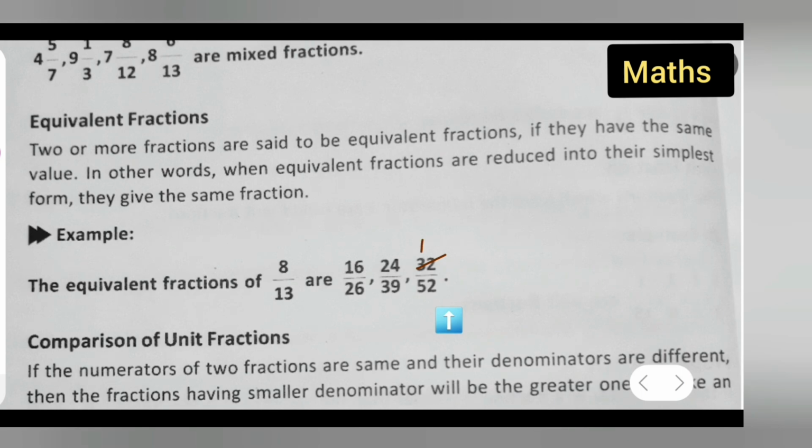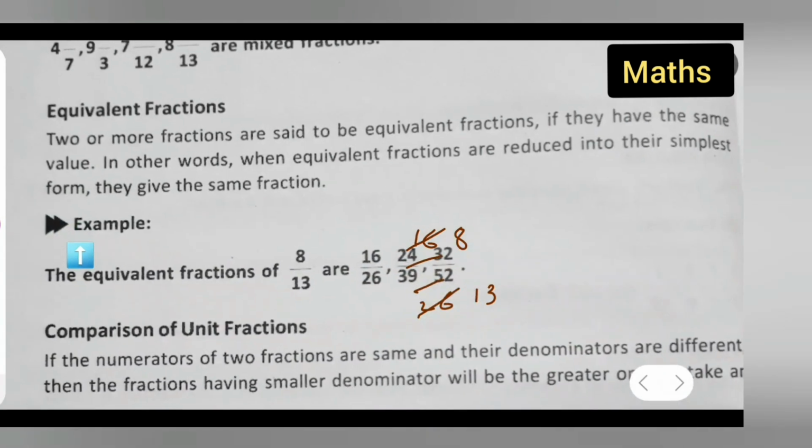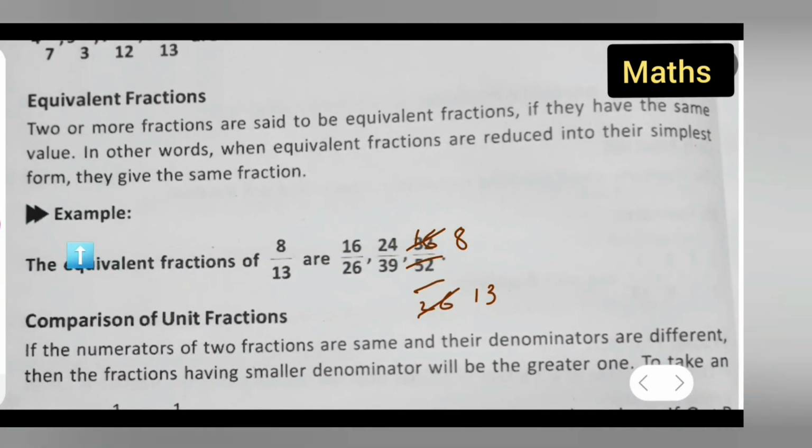Let me do it this way. 2 ones are 2, 2 sixes are 12, carry 1, 2 twos are 4, and so on. So if I cancel this, I will get 8 upon 13. If I cancel these, I will get 8 upon 13, and I got 8 upon 13.